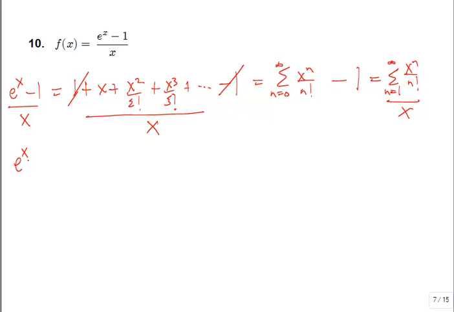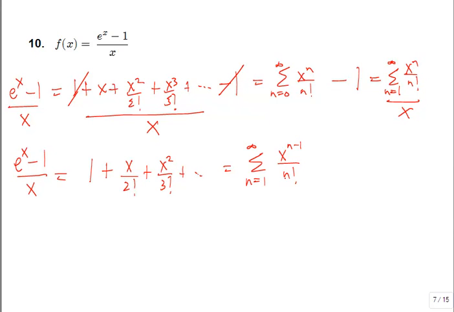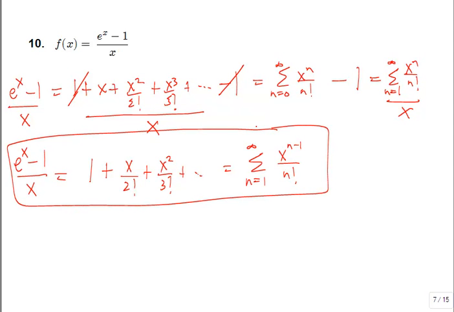Well, that means my power series for e to the x minus 1 over x is going to become, now I'm going to lose a degree of x, so this x over x becomes a 1. This x squared over x becomes an x over 2 factorial plus an x squared over 3 factorial, etc. And in terms of my power series over here, remember it's starting at 1 now, and when I divide x to the n by an x, this becomes an x to the n minus 1 over n factorial. And there's my power series.